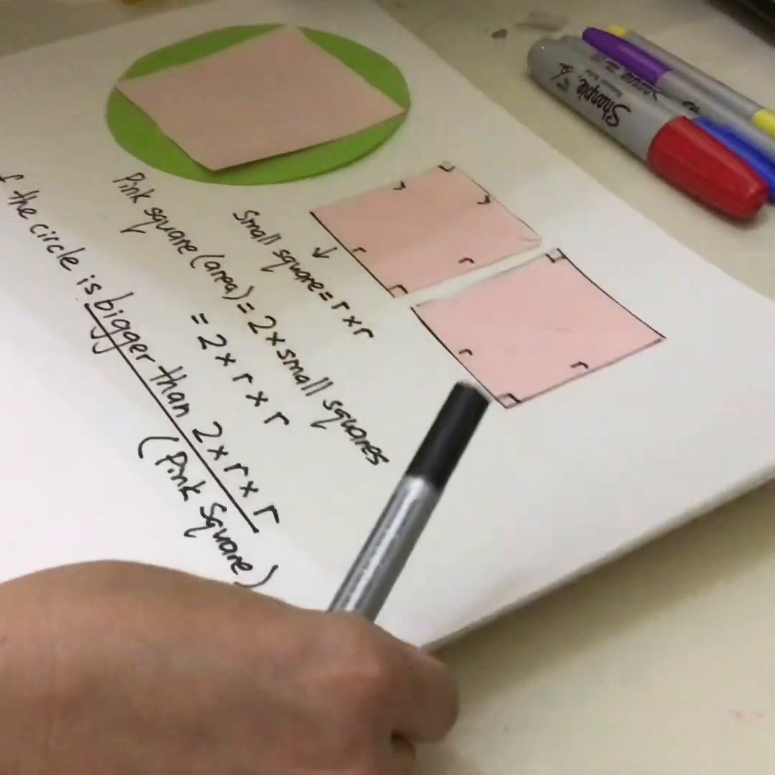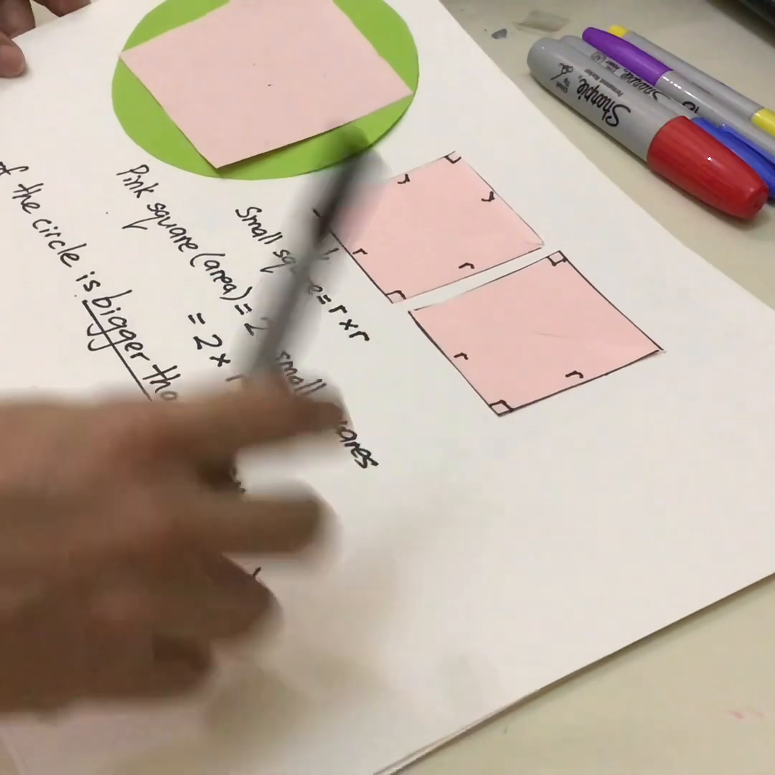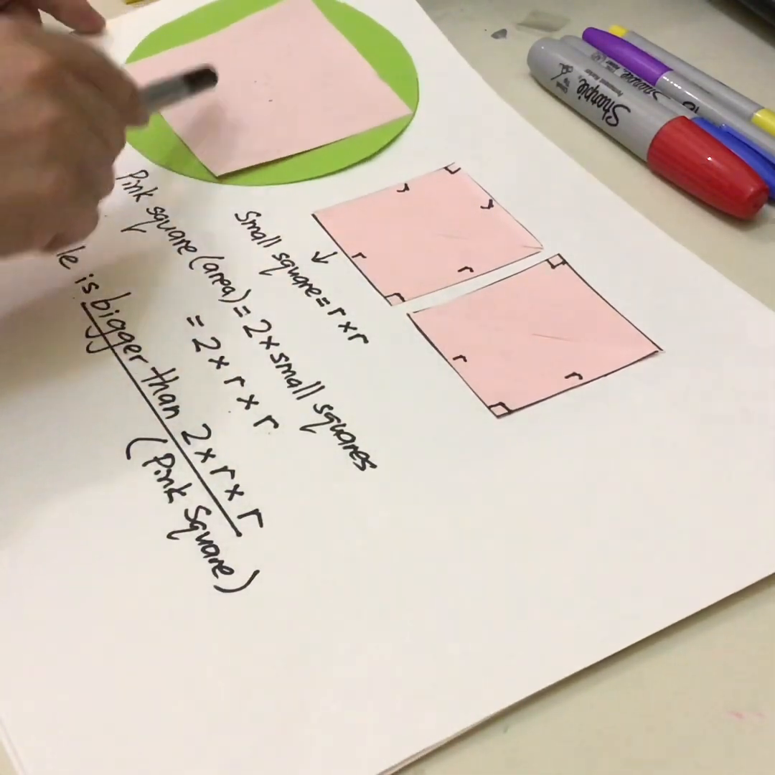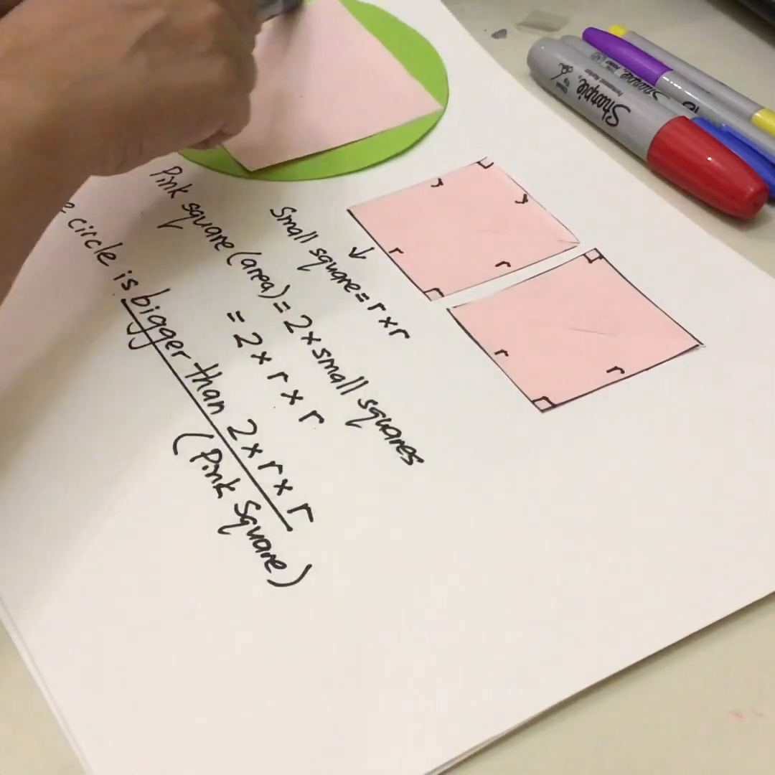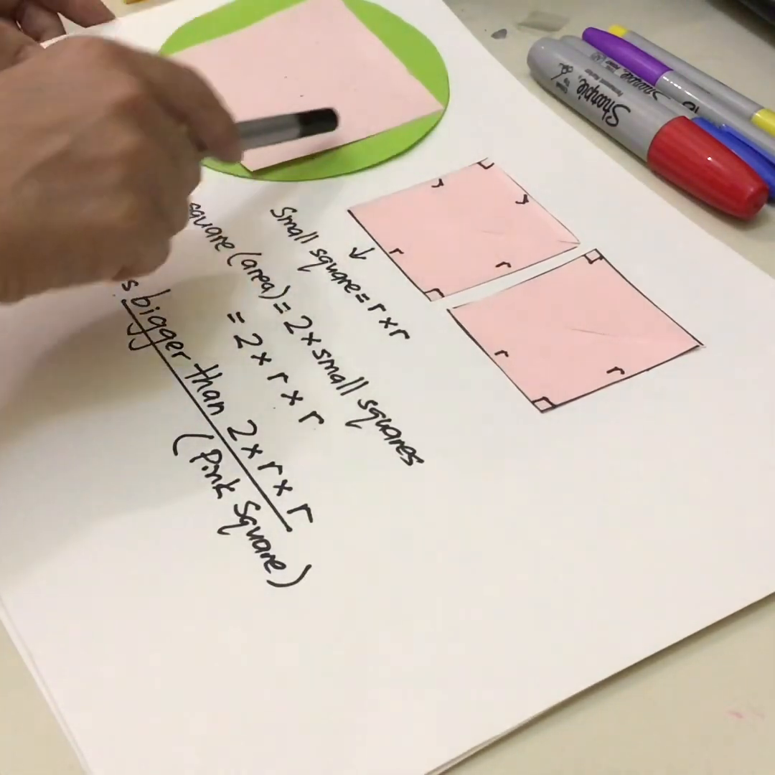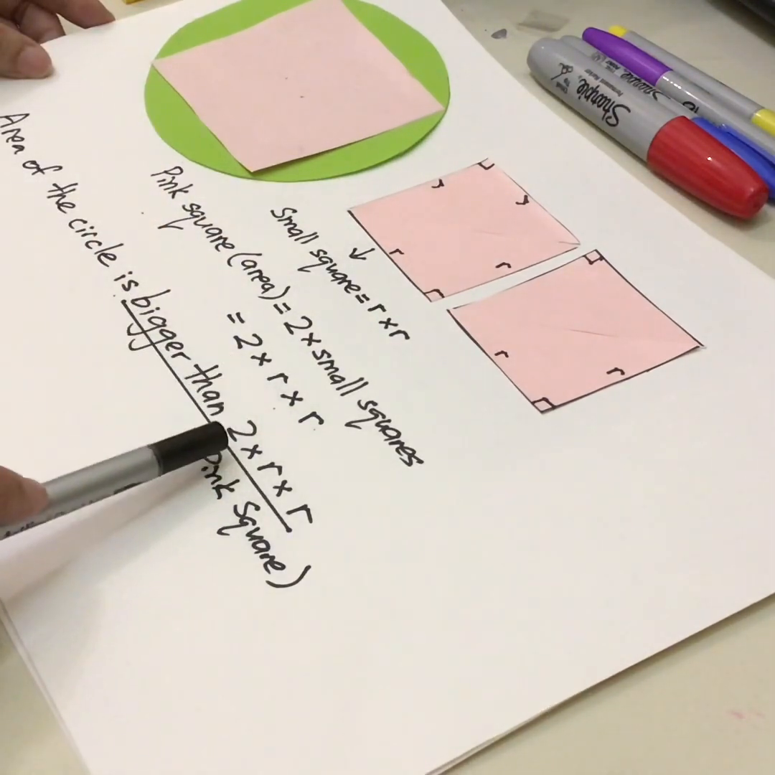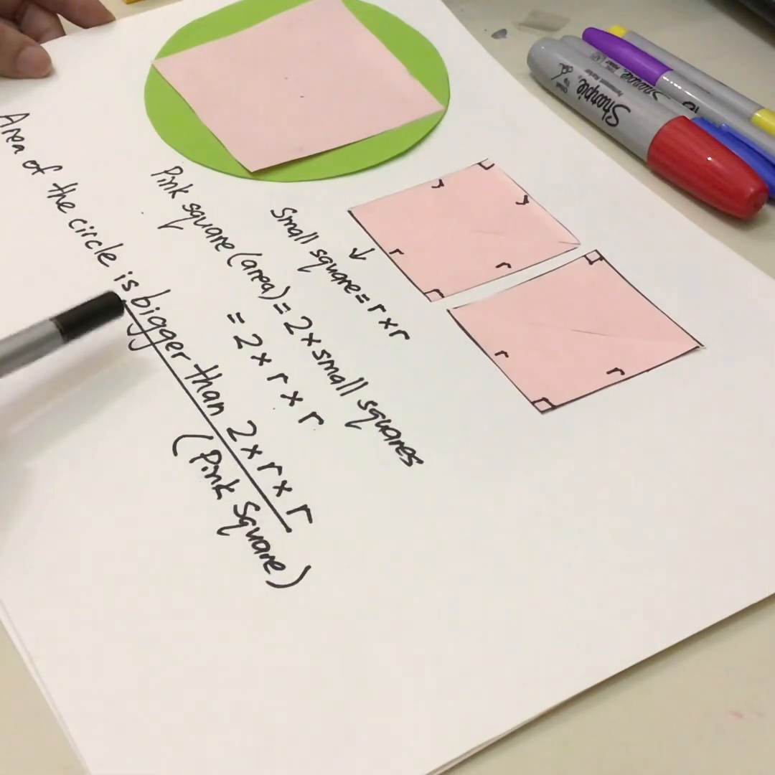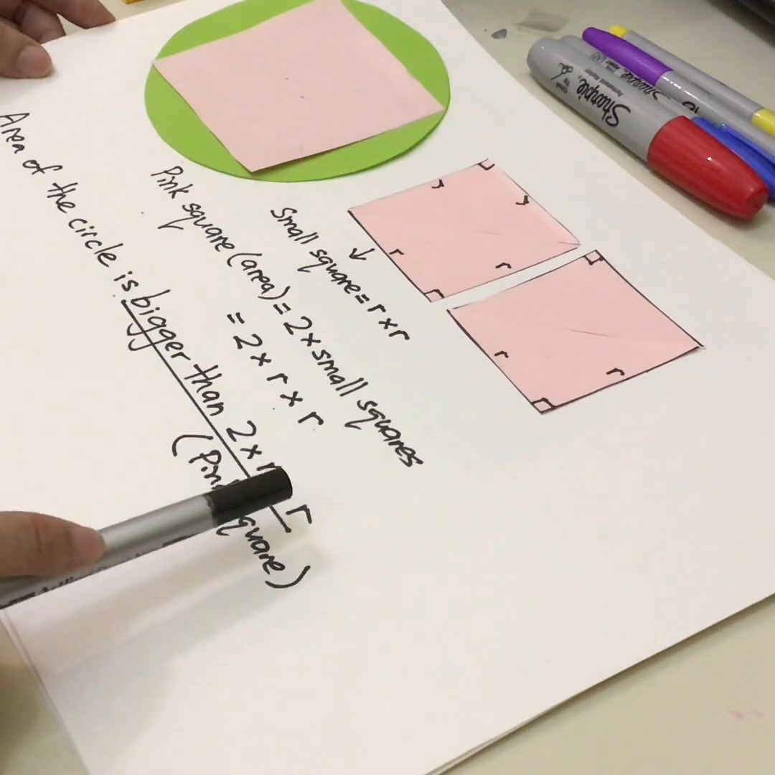Then in our second activity, we are comparing the area of the green circle against the area of the pink square. And then we found that the area of the circle is bigger than the area of the pink square, which is 2 multiplied by radius by radius. So we can conclude that the area of this circle is bigger than 2 multiplied by R multiplied by R.